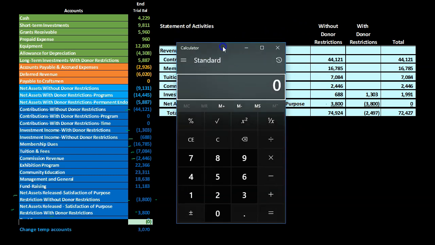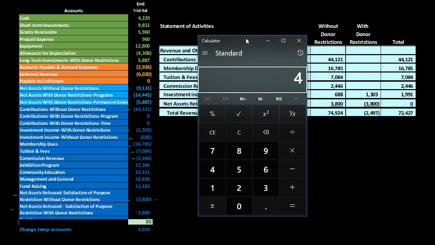So if we were to sum these up, let's pull up the trusty calculator and do it just for fun. 44,121 plus the 16,785 plus the 7,084 plus the 2,446 plus the 688 plus the 3,800 is the 74,924. And then if we were to subtract these two out, then of course that would be the 1,303 minus the 3,800 for a negative 2,497. And then if we were to add them across, we'd get these numbers.